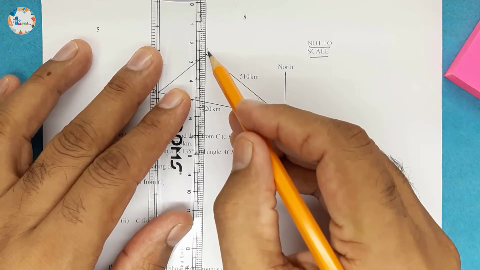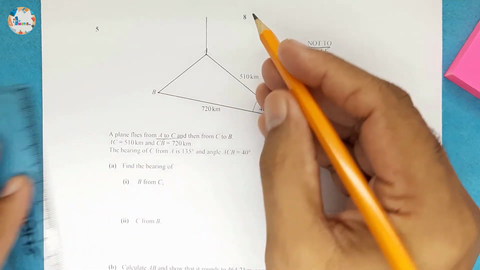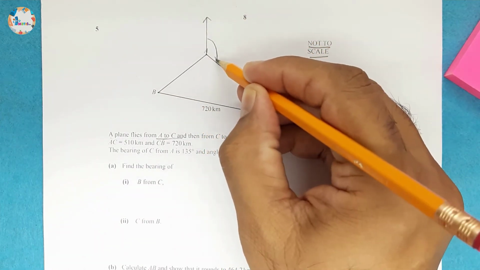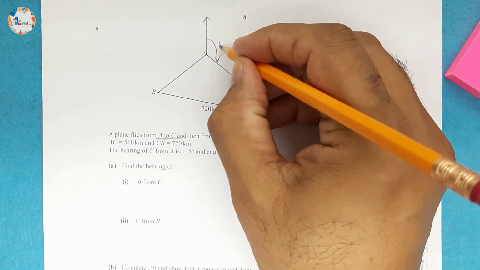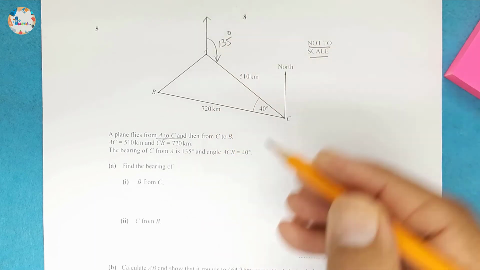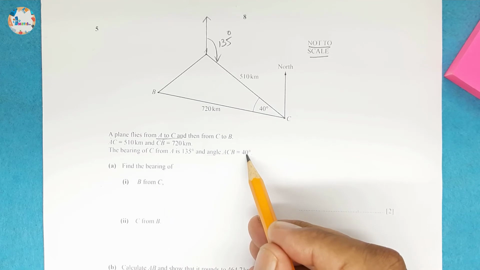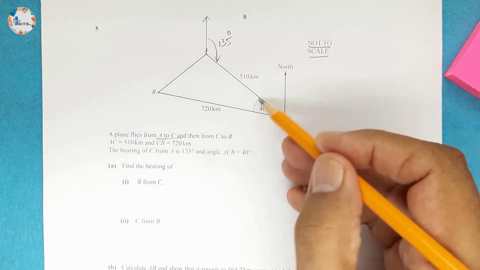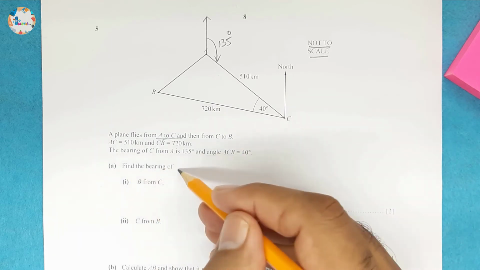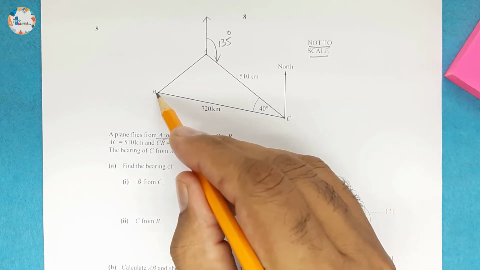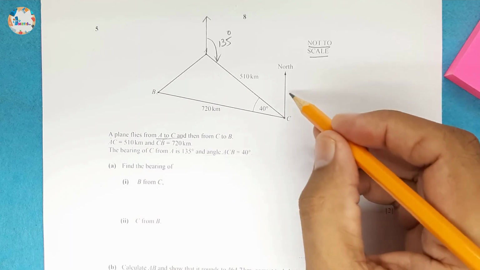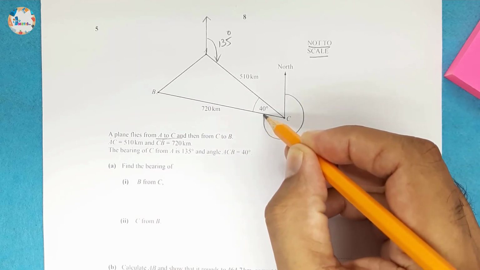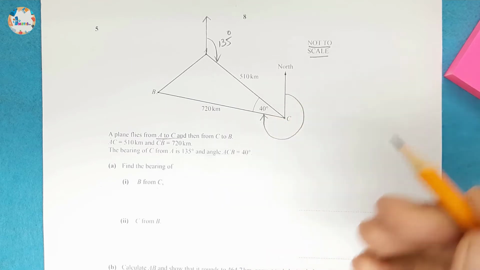so we can draw north over here. So this is basically the bearing of C from A, and this is provided as 135 degrees, and the angle ACB is 40 degrees. This is also provided. Find the bearing of B from C.